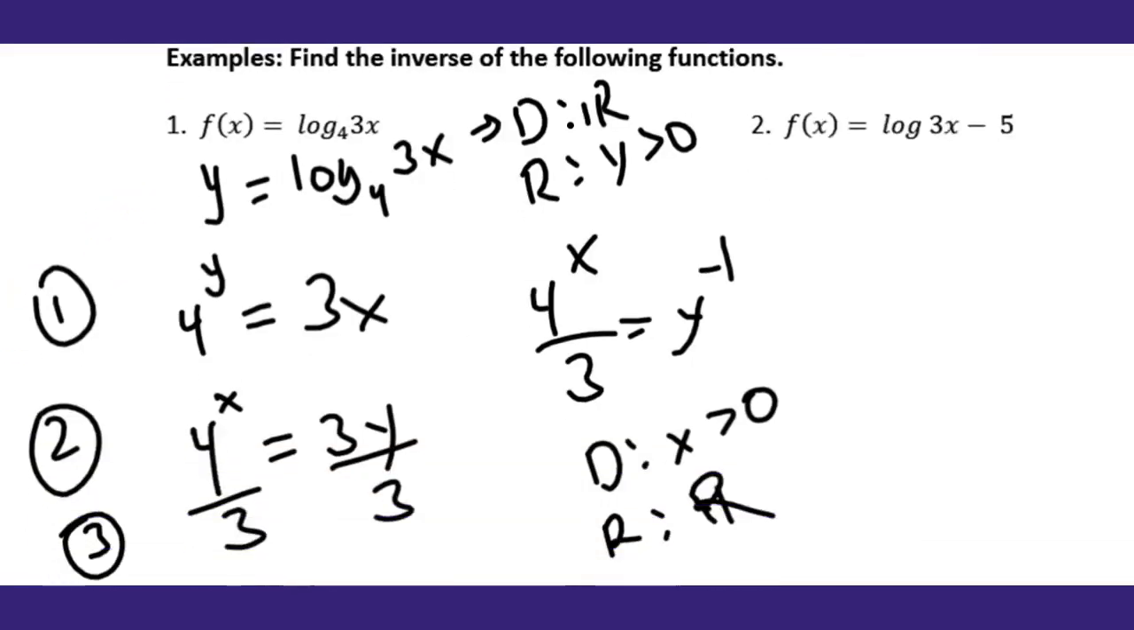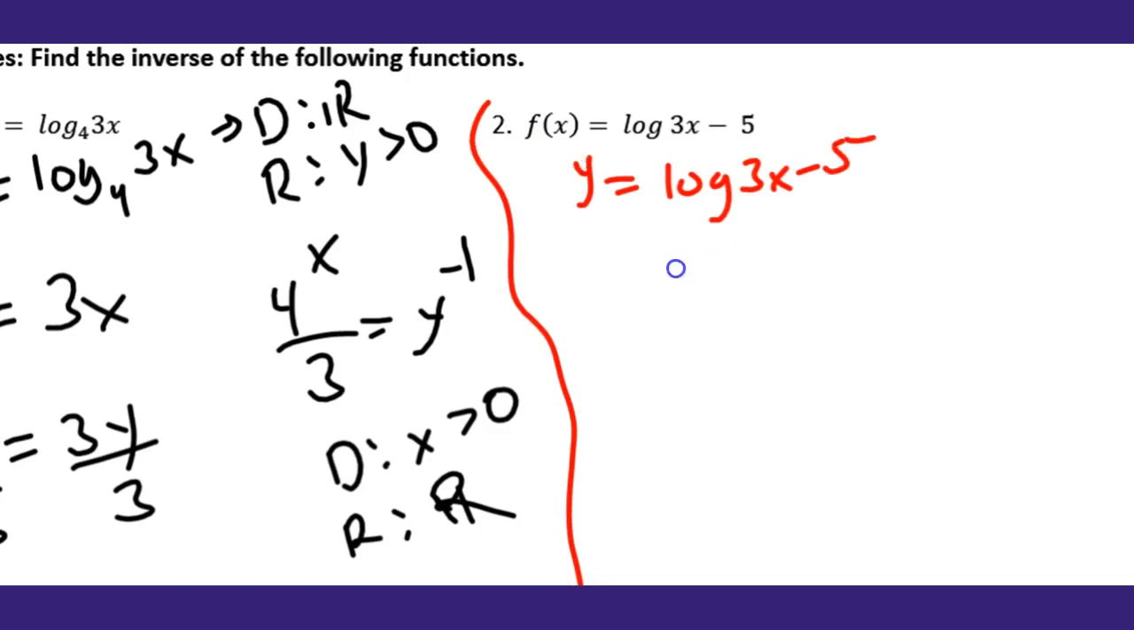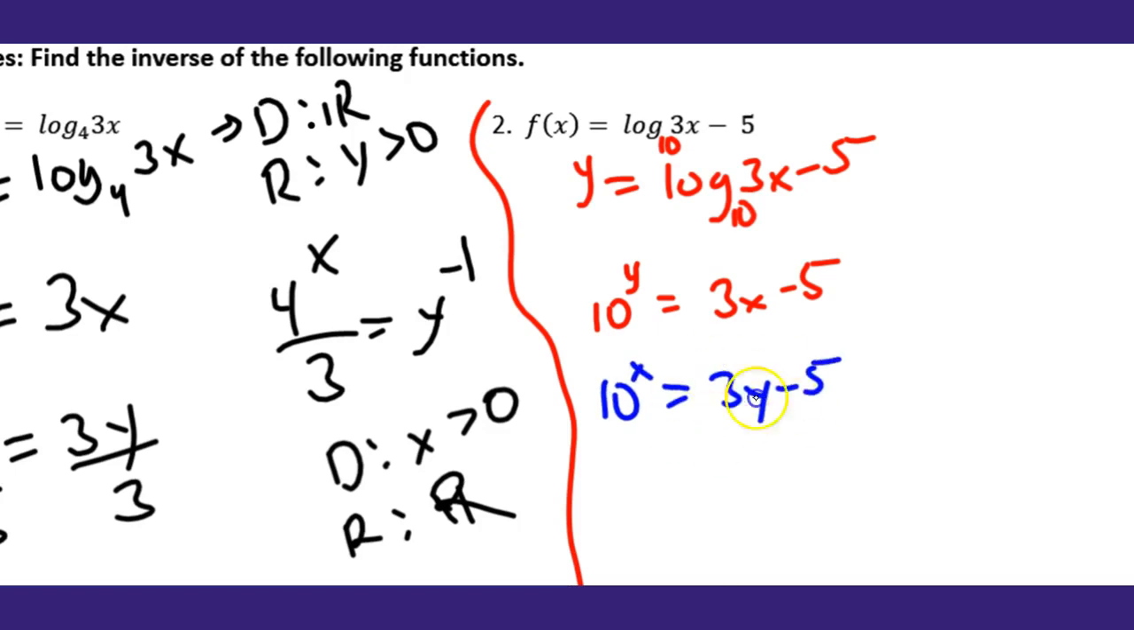Now let's have a look at number 2. Again, let's go ahead and write it as y equals. Now remember the base, guys. When there's no base written, it's 10. Now, I'm going to rewrite it in exponential form, so that's 10 to the y equals 3x minus 5. Again, we need to first swap x and y. So that's 10 to the x equals 3y minus 5. And now we just solve for y.